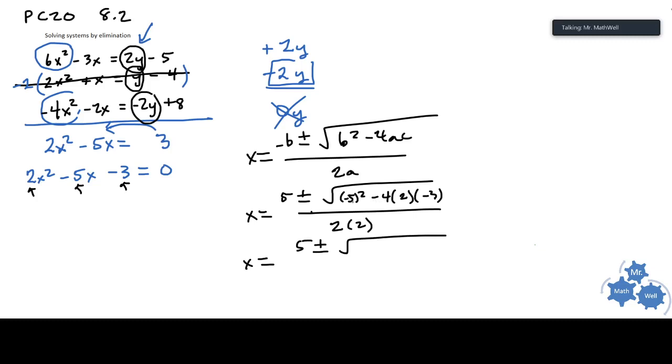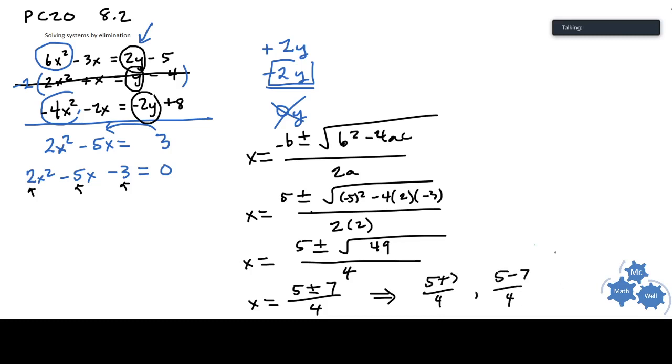Minus a negative, so that's 25, plus 8 times 3 is 24. 25 plus 24 is 49, isn't it? All over 4. Okay, well, that's great because root 49 is going to simplify nice and easy. And so I'm going to have x equals 5 plus or minus 7 over 4, which turns into 5 plus 7 over 4 and 5 minus 7 over 4.